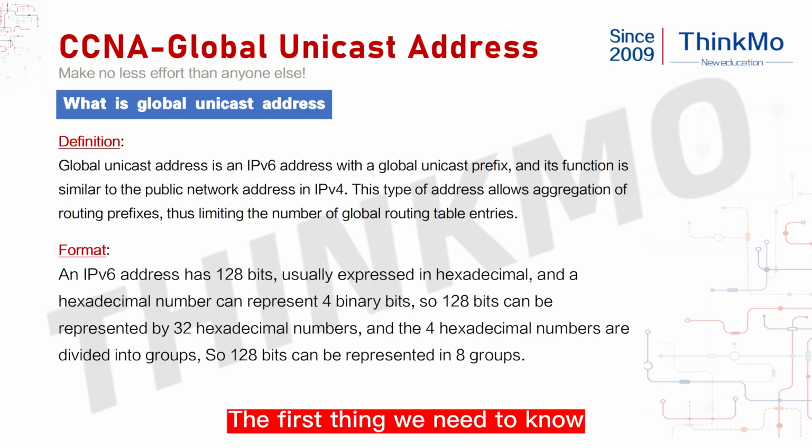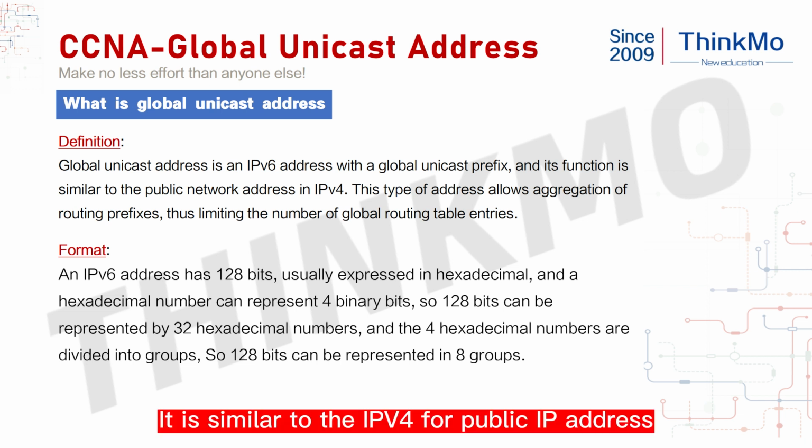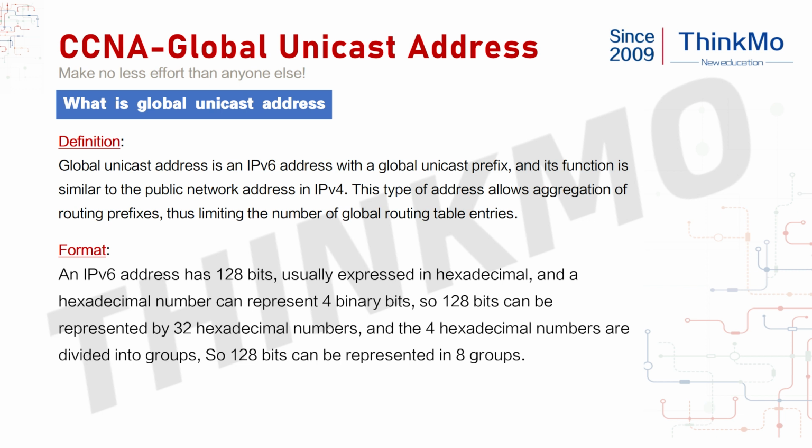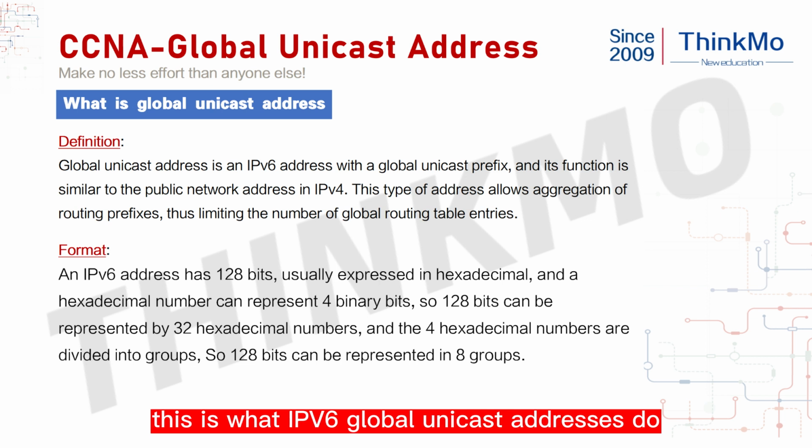The first thing we need to know is: what is an IPv6 Global Unicast Address? It is similar to the IPv4 public IP address. Everyone knows the public IP address; it has a unique concept. The second aspect is what IPv6 Global Unicast addresses do, and then how to obtain an IPv6 Global Unicast address.